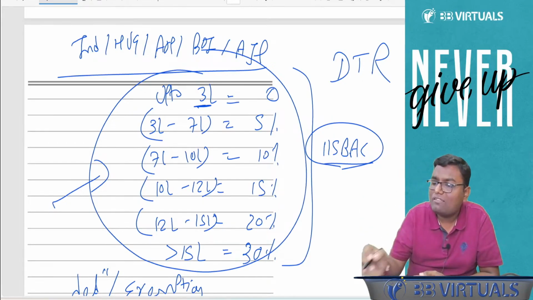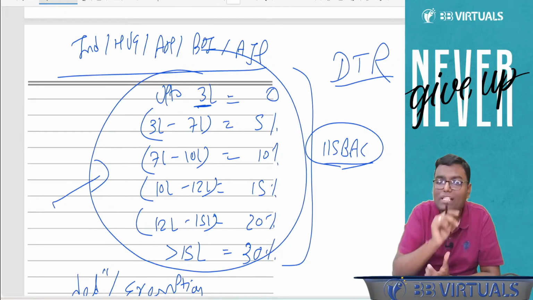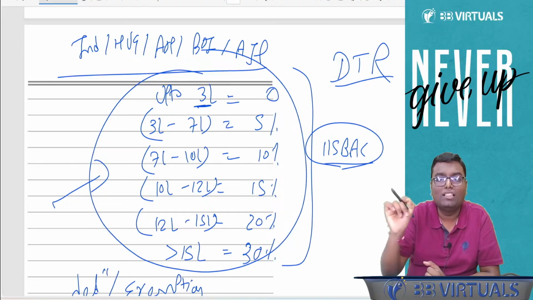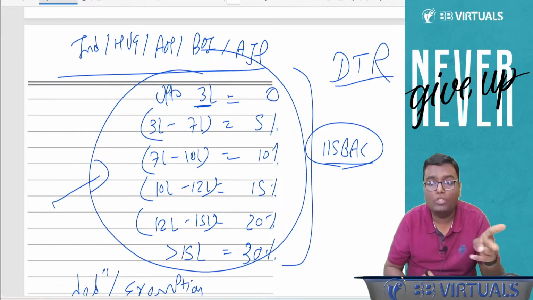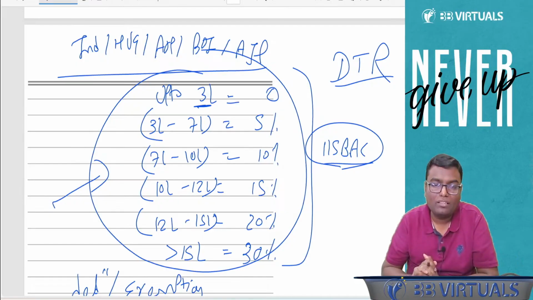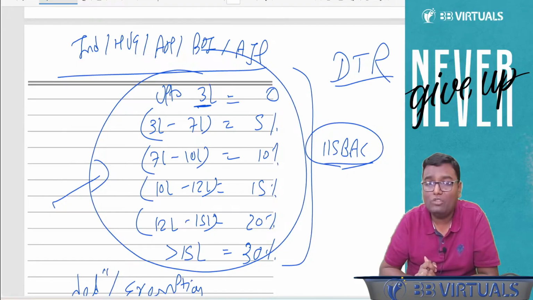And that's why it is called what? Default tax regime. And if you want to go in the old regime, you have to select the option that I want to quit the default tax regime, I want to shift out of the default tax regime. So if in the question it is written, calculate tax payable if the assessee follows the default tax regime, then which section, which rates will you apply?